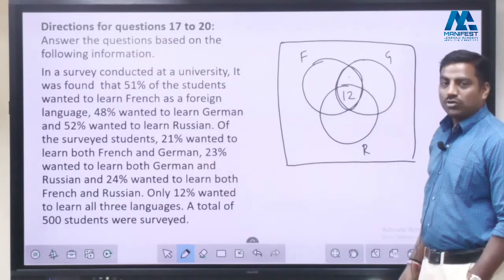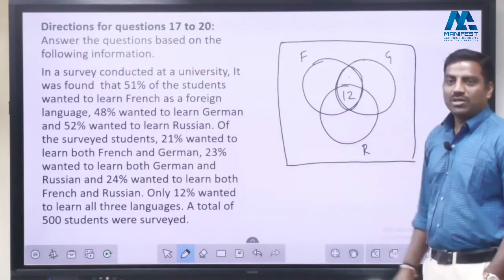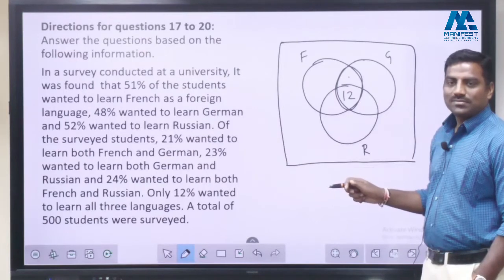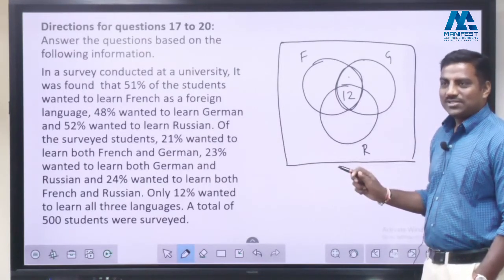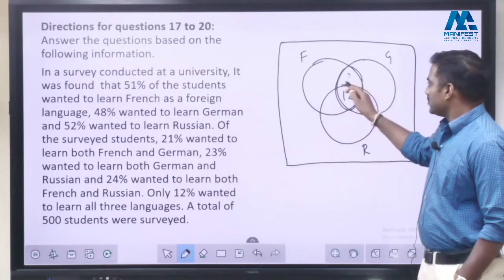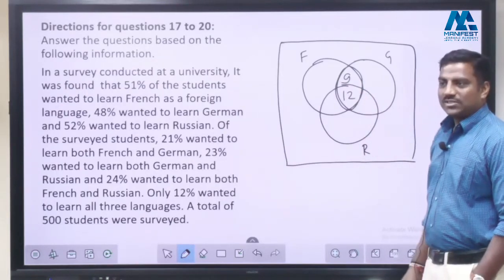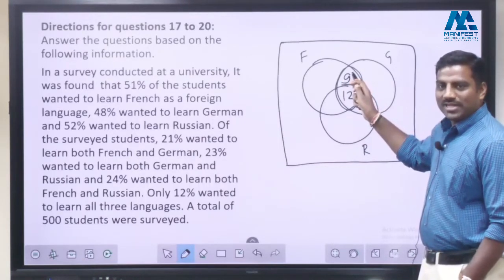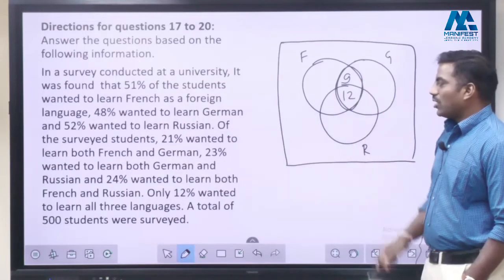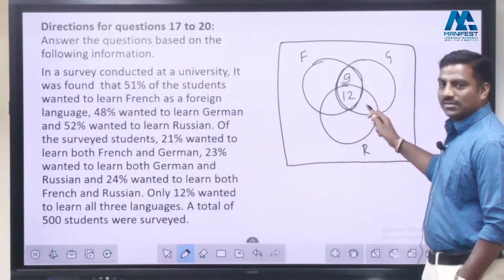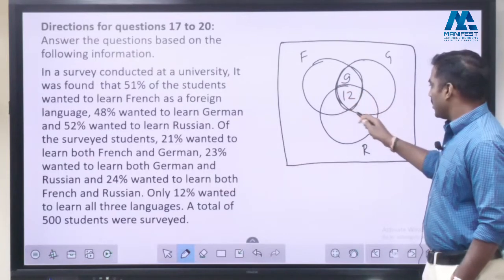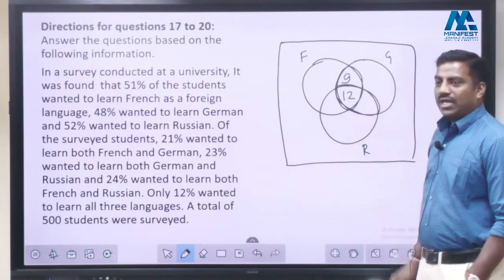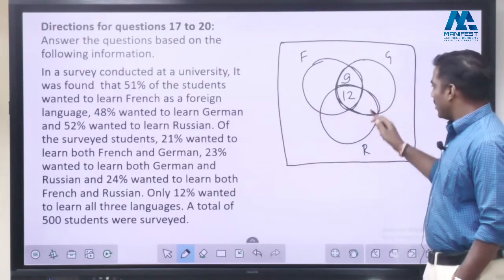21% wanted to learn both French and German, but already 12% have been filled. So how many are remaining? Makes sense, no? That is why you are getting more count here. All of you have filled 21 here. Then, next, 23% wanted to learn both German and Russian. German and Russian totally how many? 23. How many are already done? 12. How many will remain?